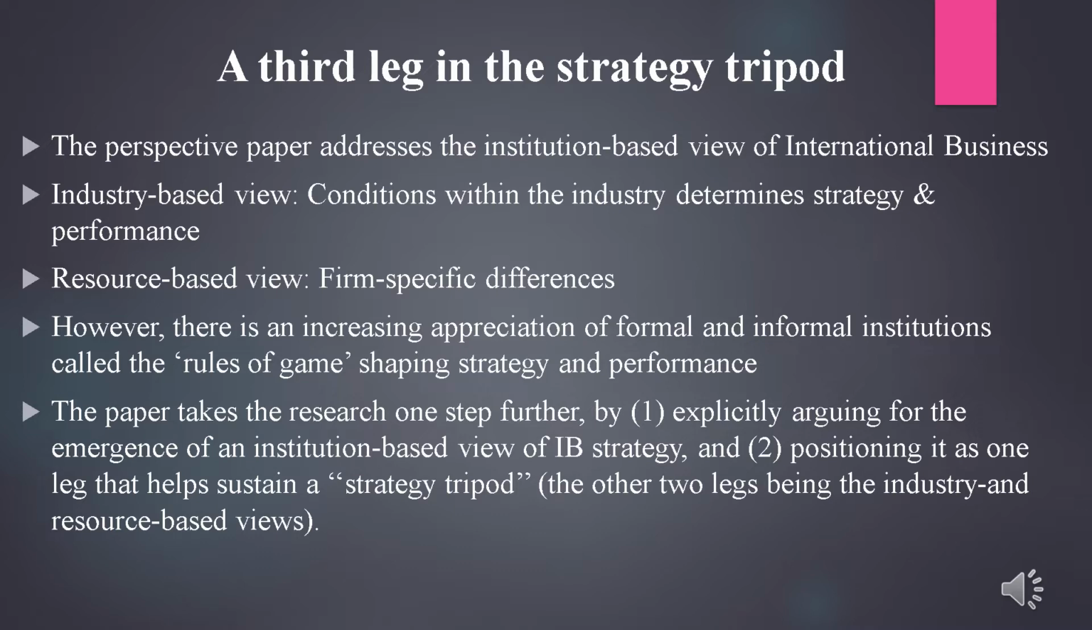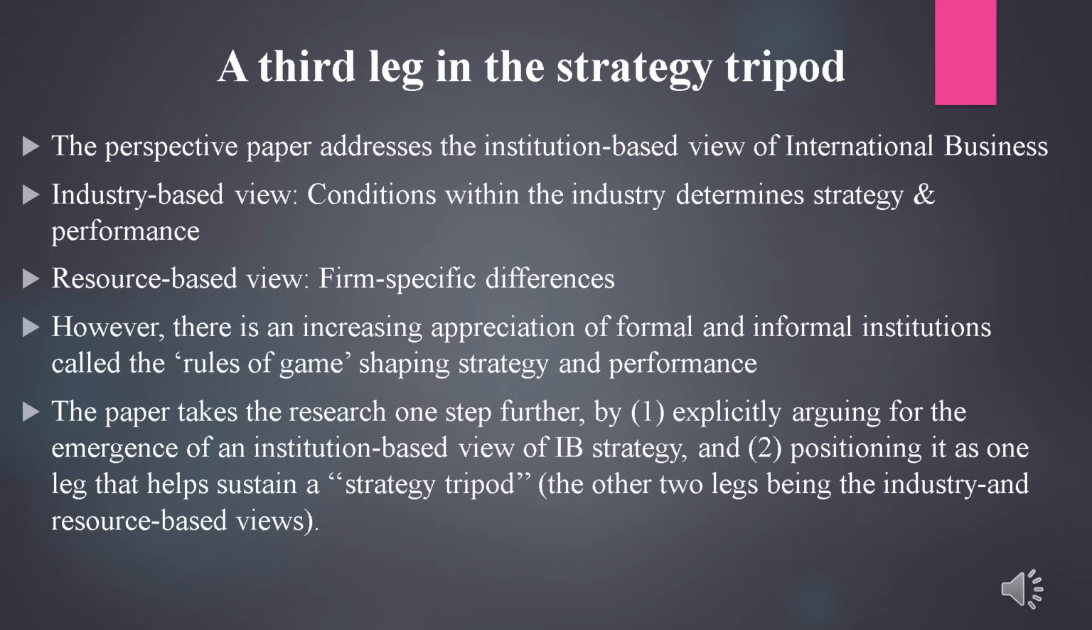However, these two views ignore the formal and informal institutional underpinnings, as the competition perspective is based on the US economy, which is relatively stable and has a market-based institutional framework. Furthermore, the research in the paper indicates there is an increasing appreciation that formal and informal institutions significantly shape the strategy and performance of firms.